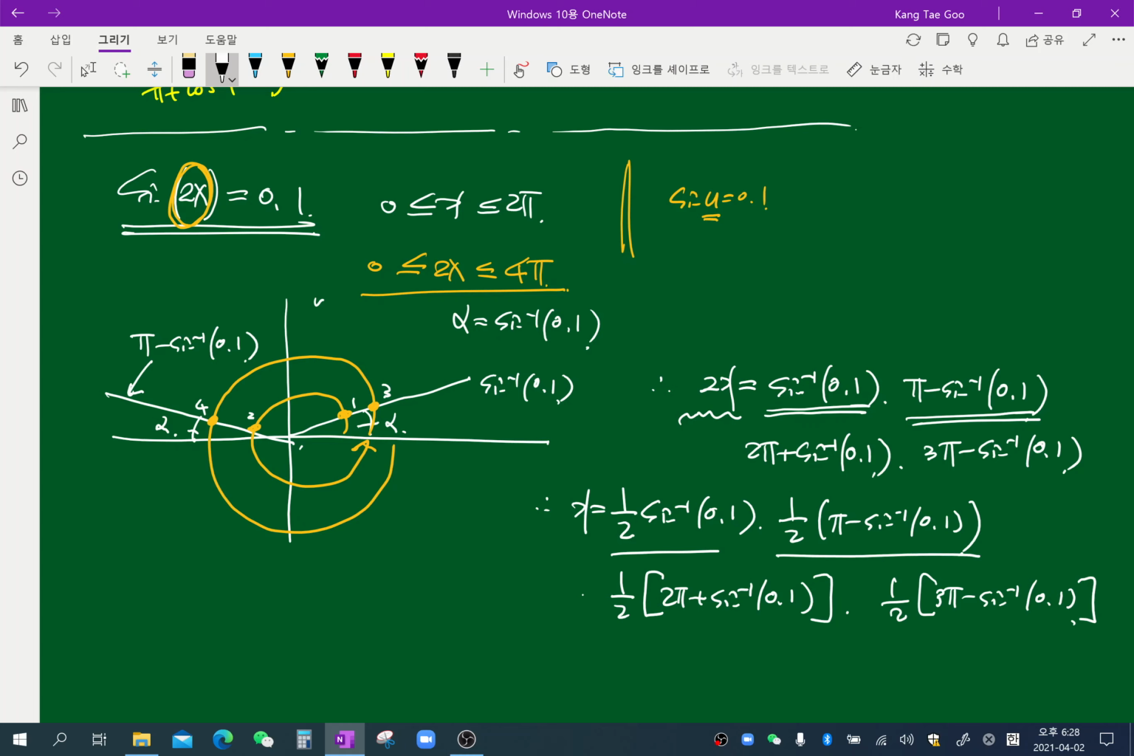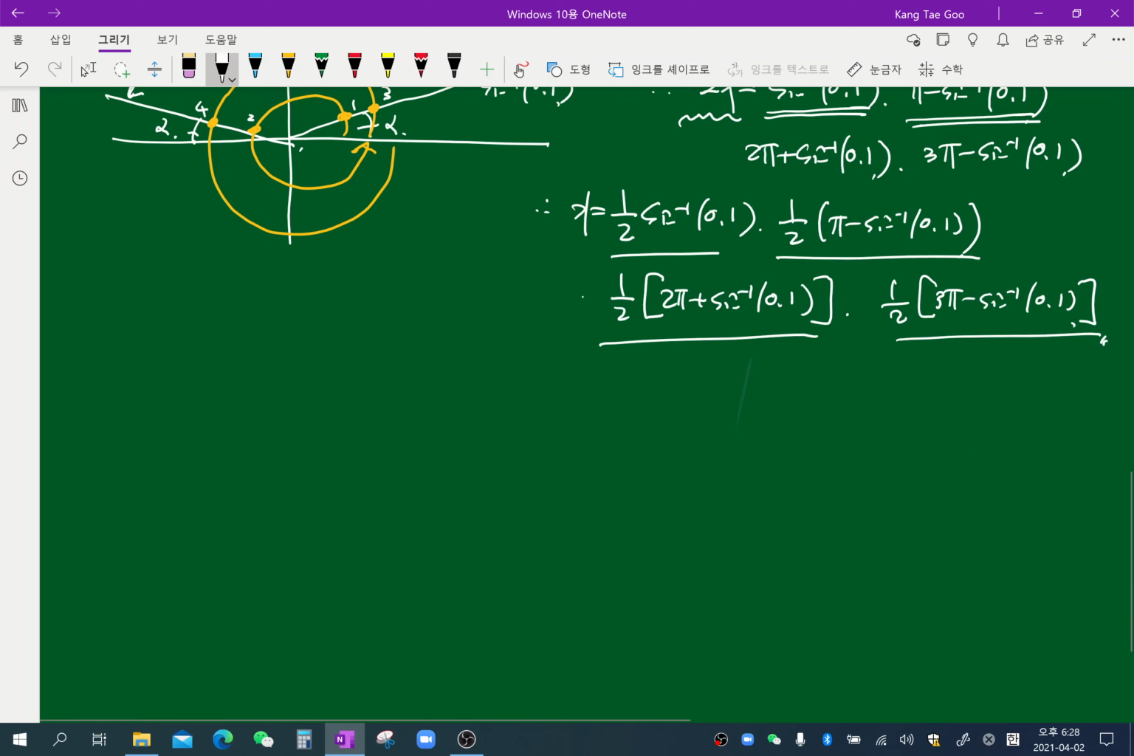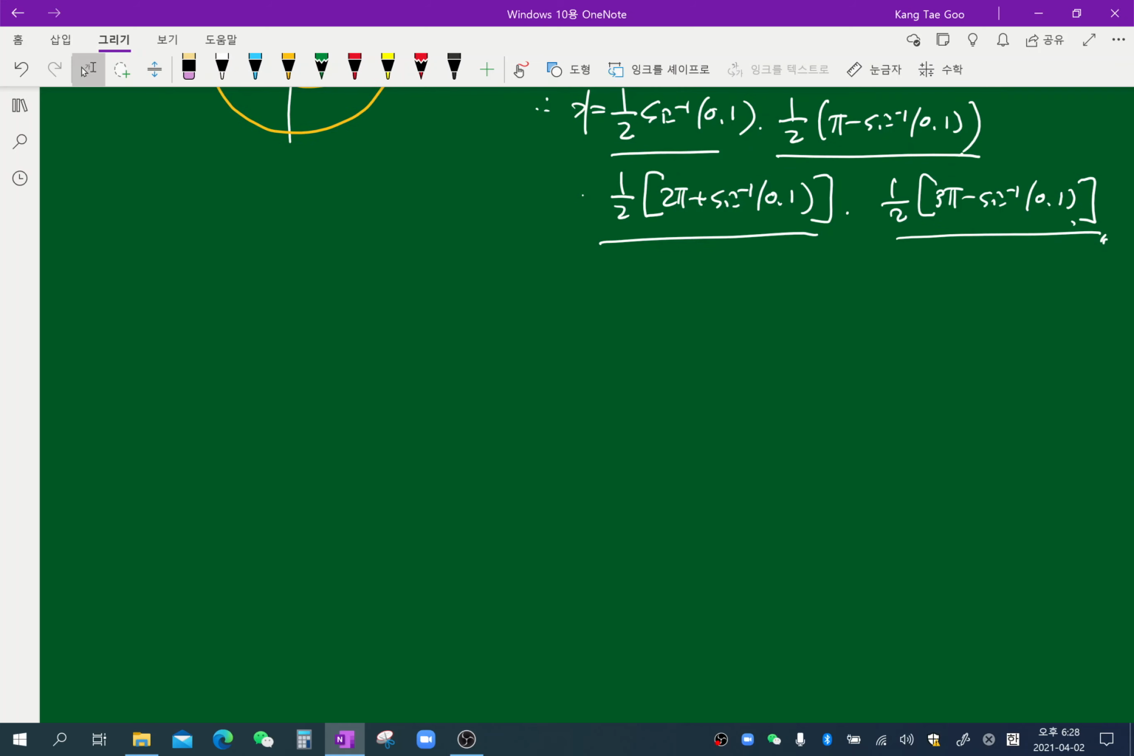Those 4 are the answers. Of course, you can calculate with your calculator to get the decimal numbers, right? Understand? Is it doable, right? Okay, let's go for one more example.